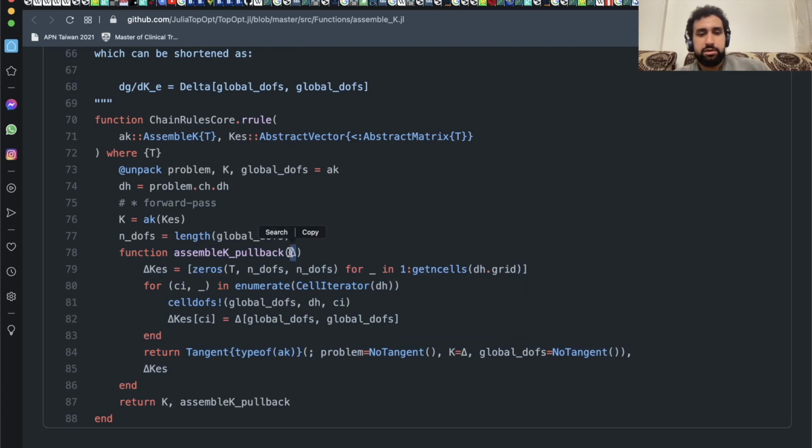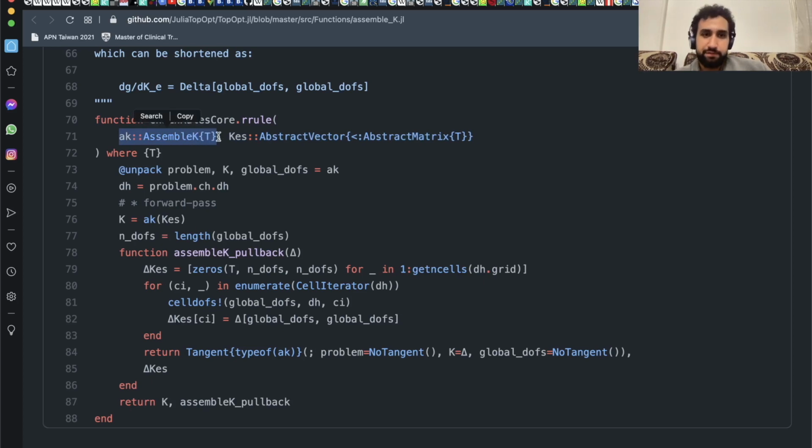So these are the dvi by dk, and the goal is to go from this to something that gives me the dvi dkes, or the rate of change of the outermost variable with respect to each of the input matrices, right? And that's just going to have the same data structure as kes, which is another vector of matrices, right?